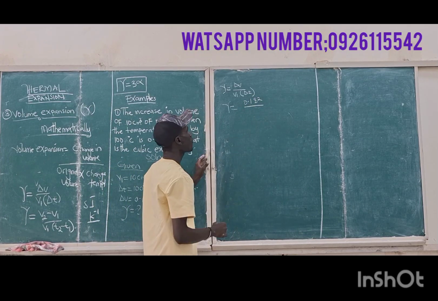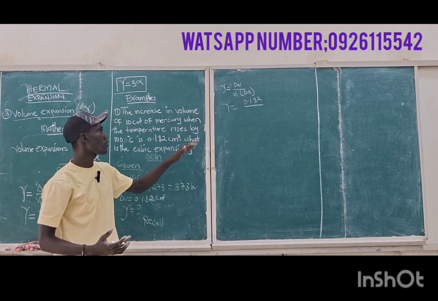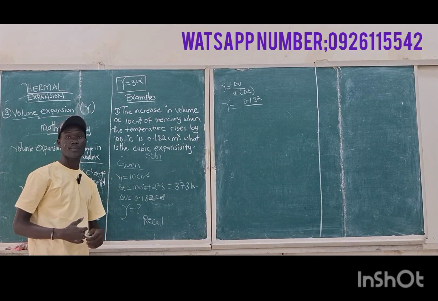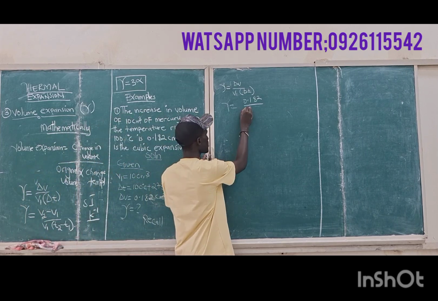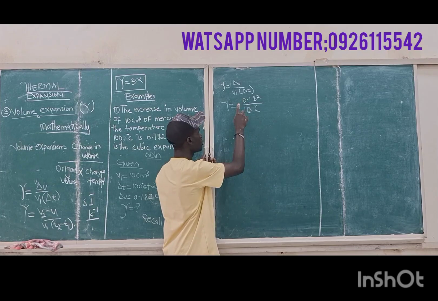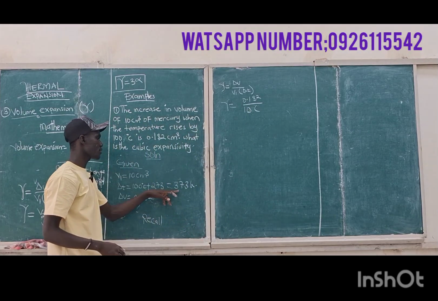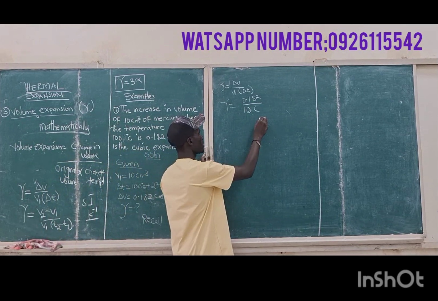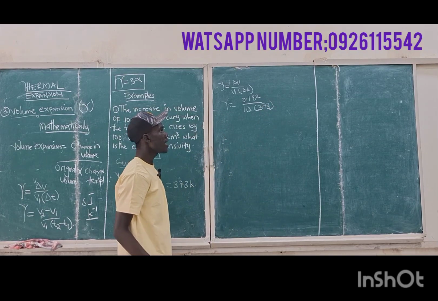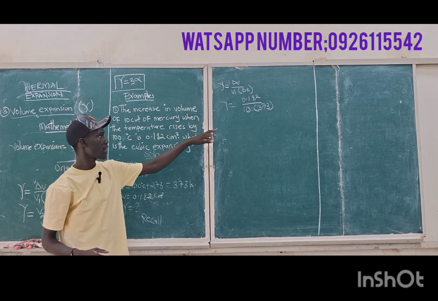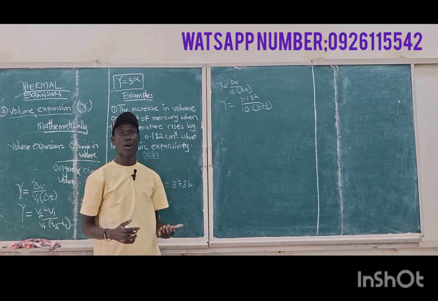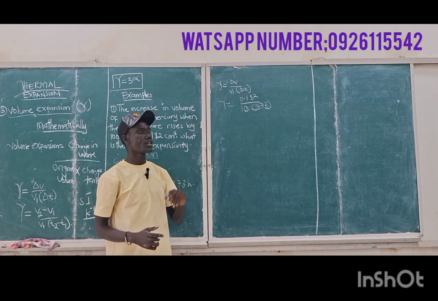0.182, all over the initial volume, volume 1. Now the parameters: initial volume is 10 centimeters cube. We are going to put 10 centimeters cube. We multiply by the change in temperature. Change in temperature is 373 what? Kelvin. 373 Kelvin. Here we are going to multiply this with this. Then after that one, we divide it into our change in volume.